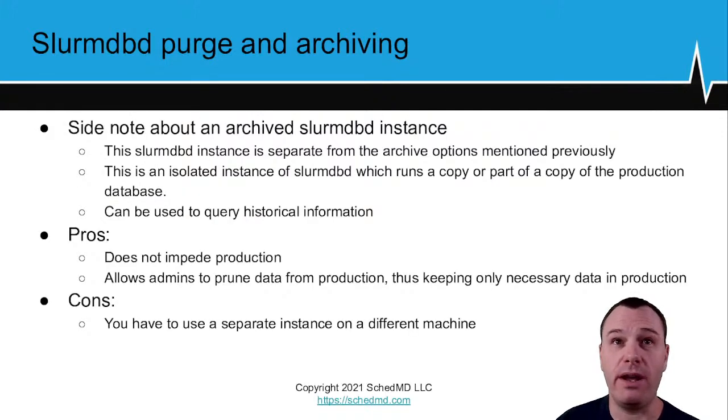Just a side note about archiving Slurmdbd instances. This Slurmdbd instance is separate from the archive option just covered. This is an isolated instance of the Slurmdbd that runs a copy or part of a copy of the database. It is possible to restore an entire copy or part of the production database to some other instance of Slurmdbd. In this way, historical information can still be queried without loading in old archive data files on the production system.